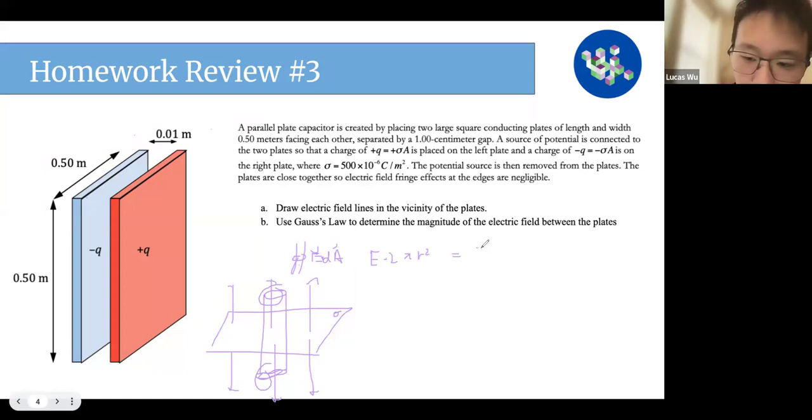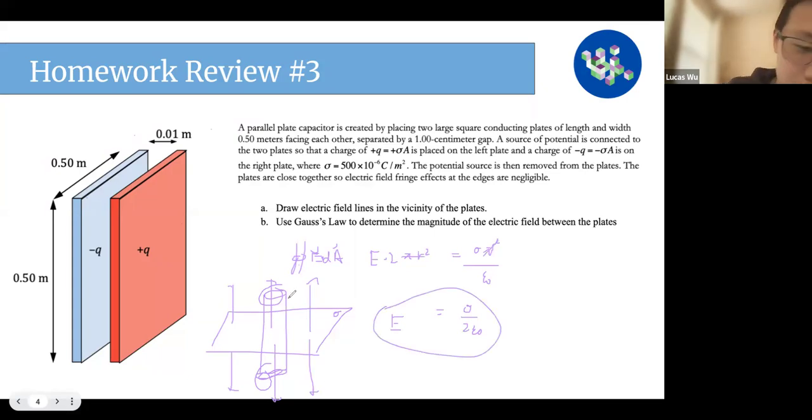So the enclosed charge will be sigma times pi r squared, divided by epsilon 0. Nicely, this pi r squared cancels on both sides, so E is going to be sigma divided by 2 epsilon 0, right? So this is what we got for the electric field. And by the way, it's independent of your distance from the plate, which is actually quite nice.